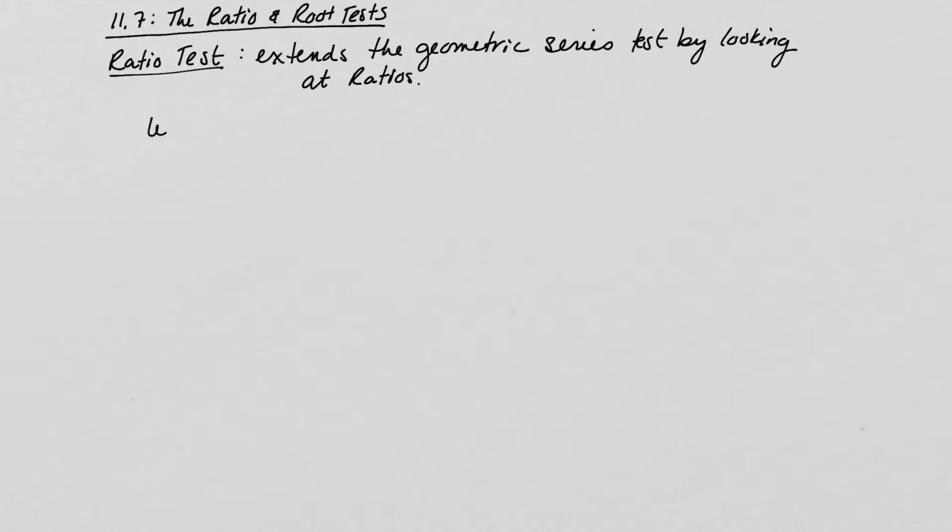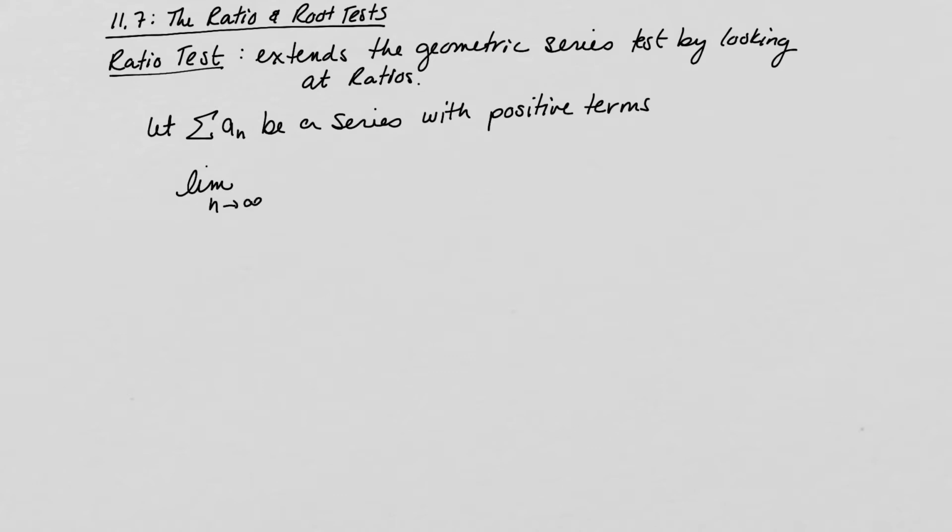And so what the test says is, let the summation of a sub n be a series with positive terms. Then we're going to look at the limit as n approaches infinity of the absolute value of a sub n plus 1, so the a sub n plus first term, divided by the a sub nth term, and basically one of 3 things is going to happen. If you remember the geometric series, we were always comparing to it: is it less than 1 or is it greater than 1? So similarly, we're going to have a less than 1 case, a greater than 1 case, and then we're also going to have an equal to 1 case.